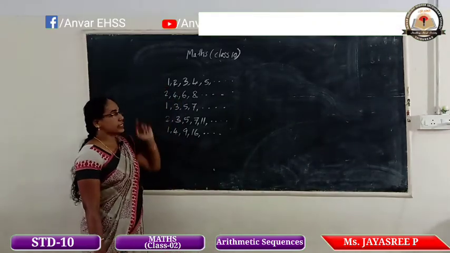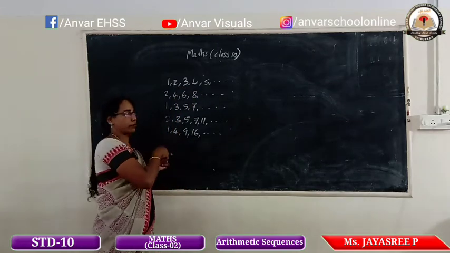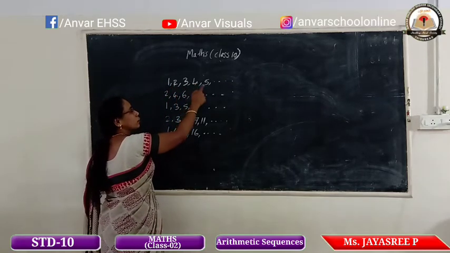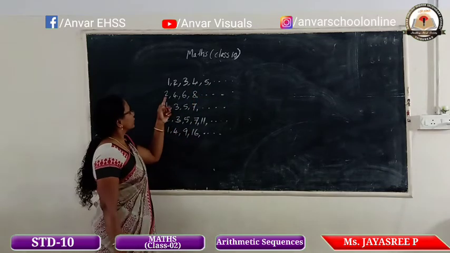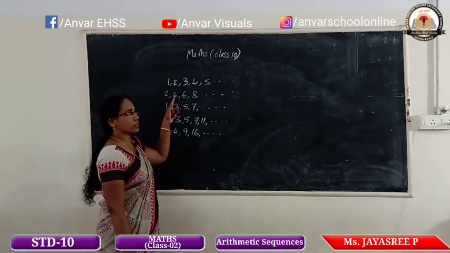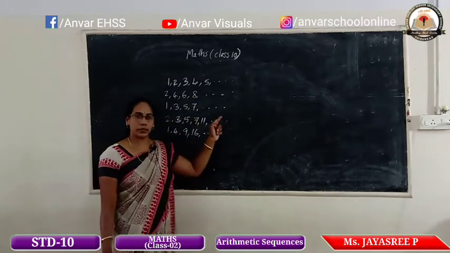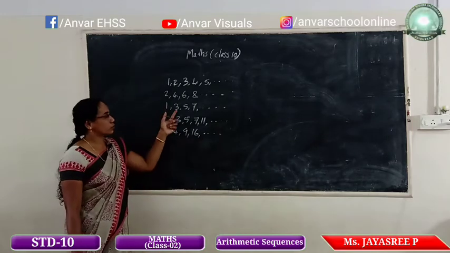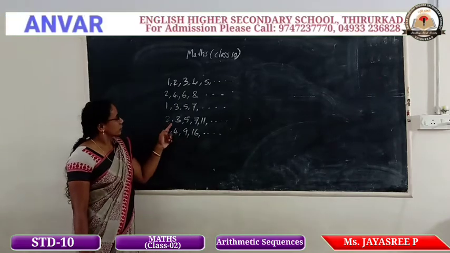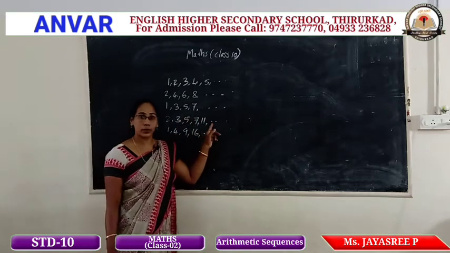Now look at here. In this sequence, each term is obtained by adding 1 to the previous number. That is 1 plus 1 is 2, 2 plus 1 is 3, 3 plus 1 is 4, 4 plus 1 is 5, etc. And in this sequence, each term is obtained by adding 2 to the previous number. That is 2 plus 2 is 4, 4 plus 2 is 6, 6 plus 2 is 8, etc. Here also each term is obtained by adding 2 to the previous number: 1 plus 2 is 3, 3 plus 2 is 5, 5 plus 2 is 7, etc. Now in this case, 2 plus 1 is 3, 3 plus 2 is 5, 5 plus 2 is 7, 7 plus 4 is 11, etc.